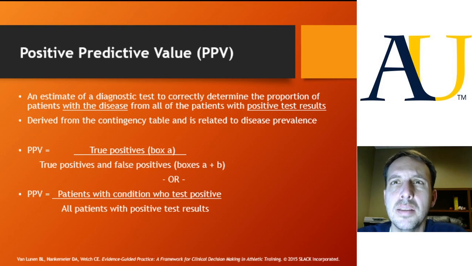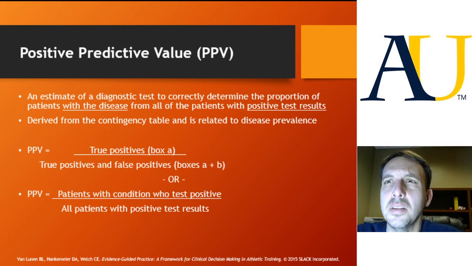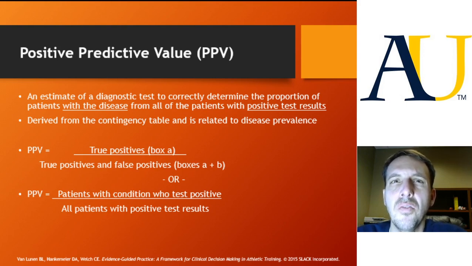So the first one is the positive predictive value. And this is an estimate of the diagnostic test's ability to correctly determine the proportion of patients with the disease from all the patients with positive tests. So now, compared to sensitivity and specificity, where we were comparing and looking at the specific ability of the test relative to the reference standard, we're now going to look at the ability of the test to compare and differentiate with itself.